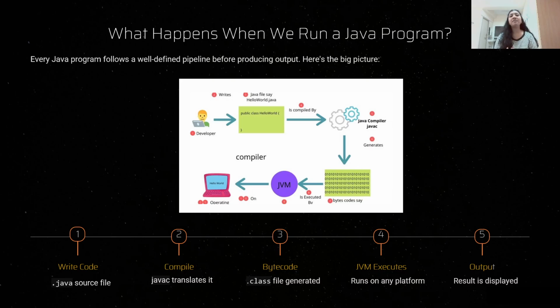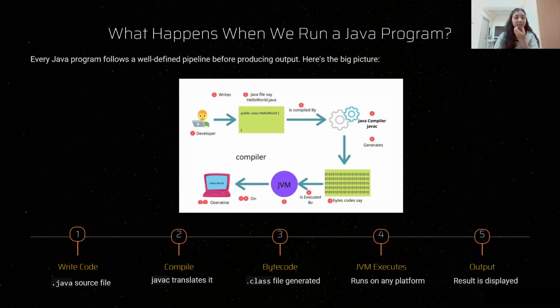Okay, so what happens when you run a Java program? I've given a flowchart where we actually write a program. Then it is compiled by the Javac compiler. Now this compiler will generate the bytecodes. The bytecodes are then executed by the JVM. Finally, it shows us the output on our computer. In this case, it has given us hello world.